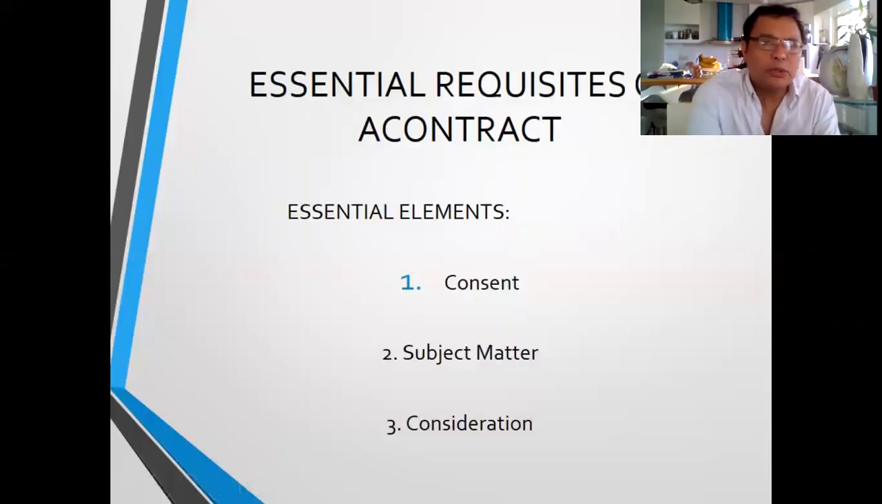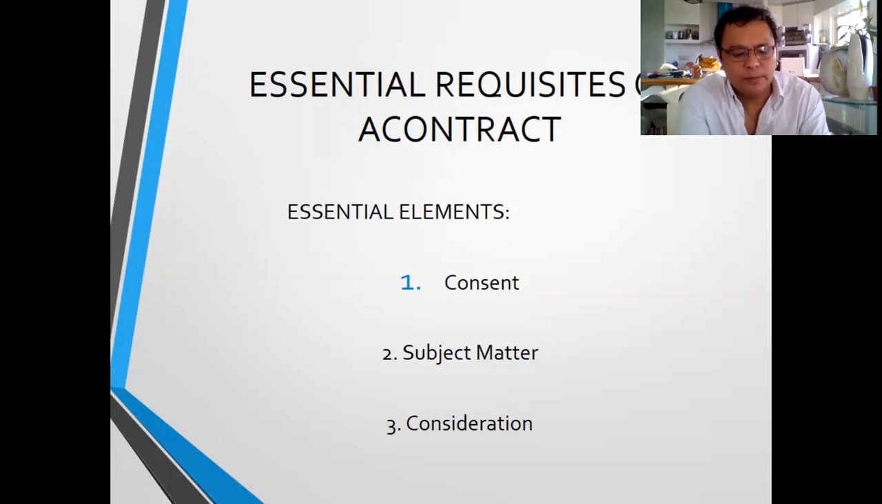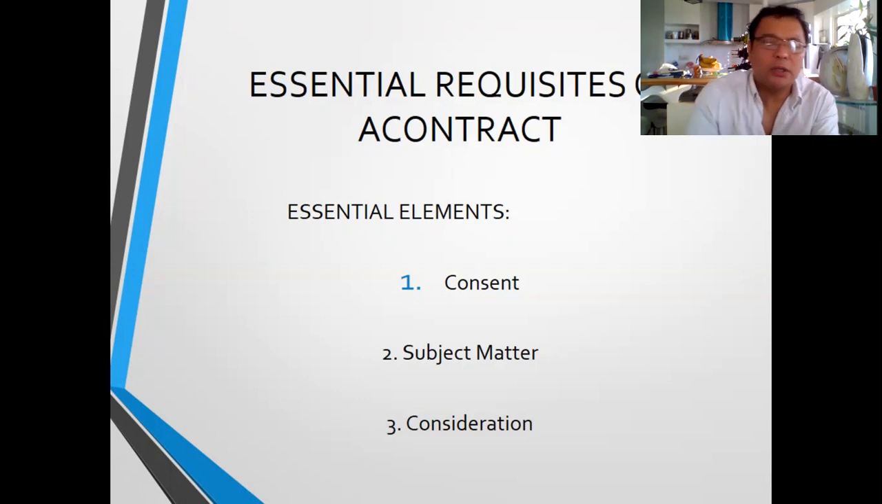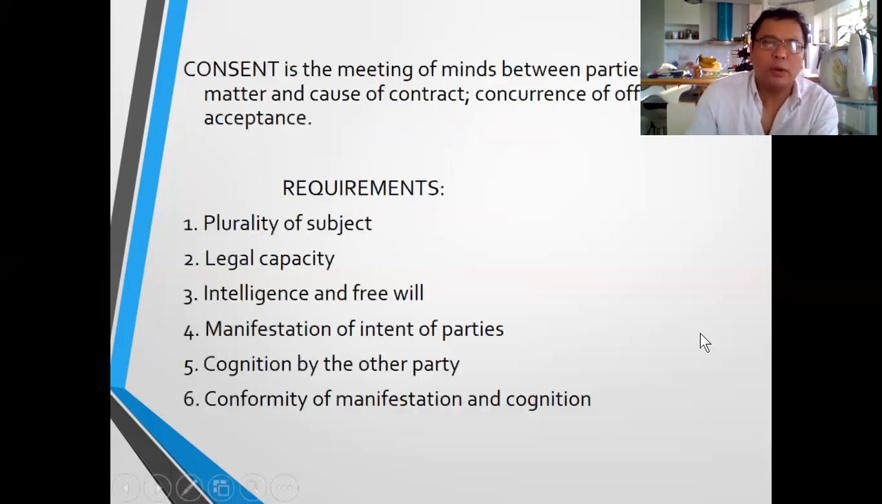Okay, essential requisites of a contract. Since they are essential requisites, if one of them is missing, then there is no contract. There are three essential requisites of a contract, and these three must be present: consent, subject matter, and consideration. We'll discuss them one by one.